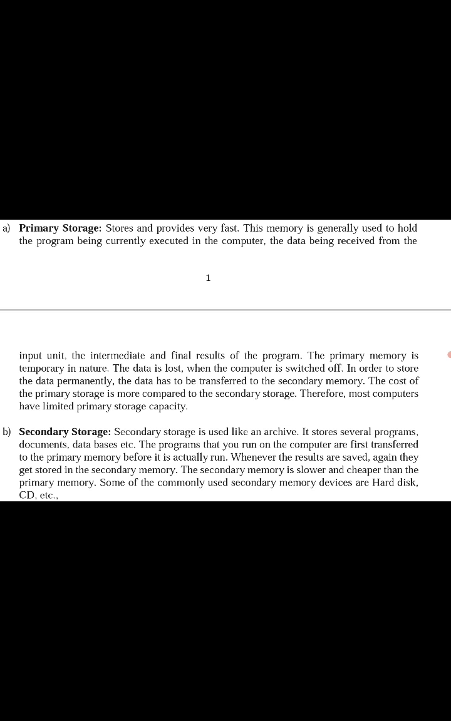So to save the data or information or programs permanently, we need to copy or move the data and programs to the secondary memory. Generally, the cost of the primary memory is very high, and they are very high speed in nature. They are high speed memories and high cost memories, so we require only some limited primary memory in the computer.